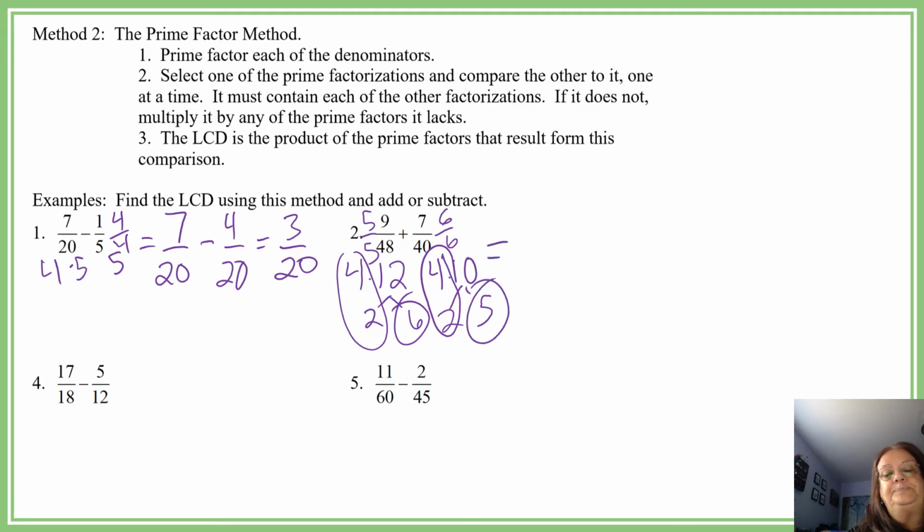Okay? So 5 times 9 is 45. Plus 7 times 6 is 42. So my final answer is going to have 87.